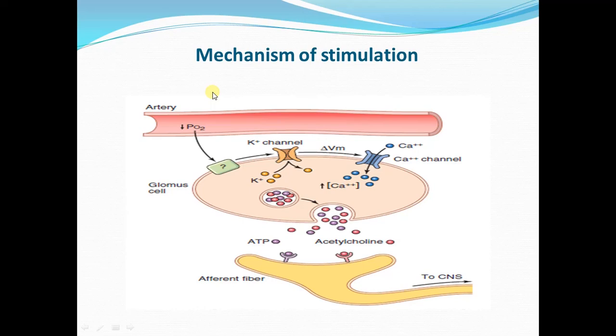Now we are going to learn the mechanism of stimulation of the peripheral chemoreceptors when there is a fall in the partial pressure of oxygen in the arterial blood. When there is a fall in the partial pressure of oxygen in the arterial blood, this is sensed by the glomus cells. As I just told you, glomus cells are specialized cells present in the aortic and the carotid chemoreceptors.